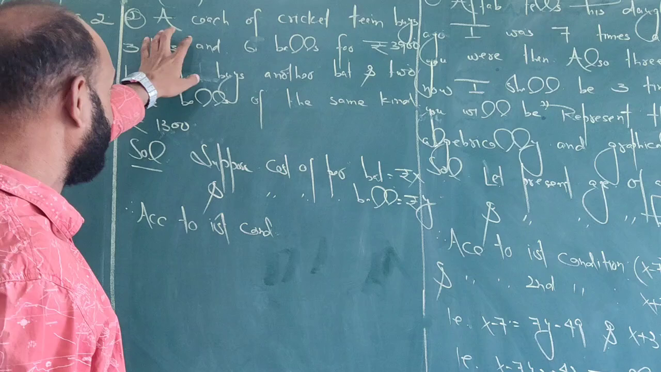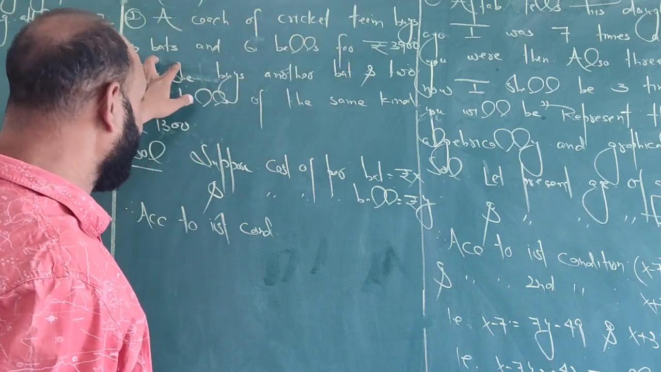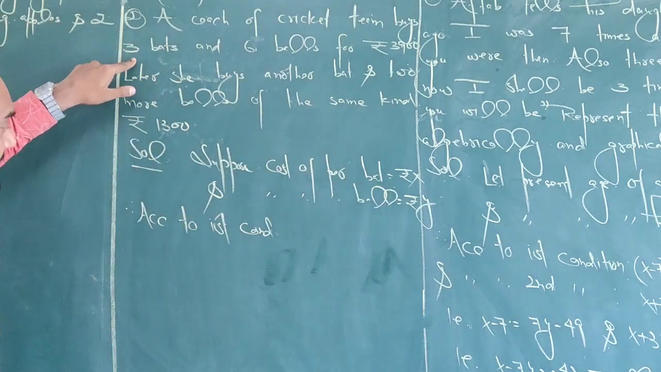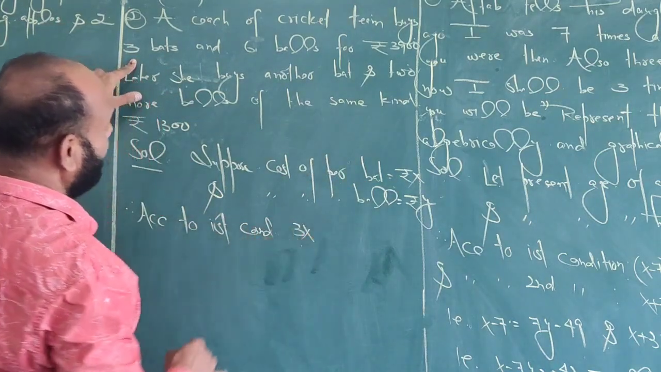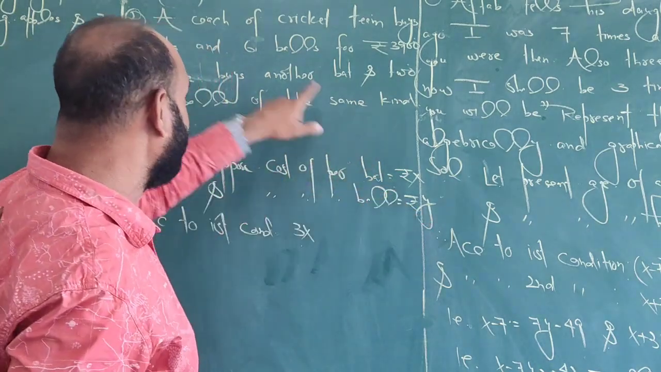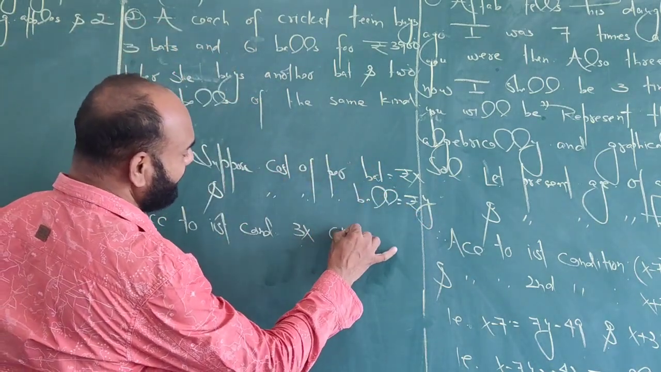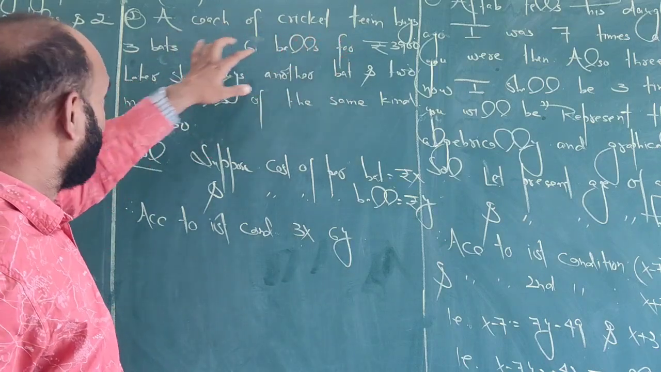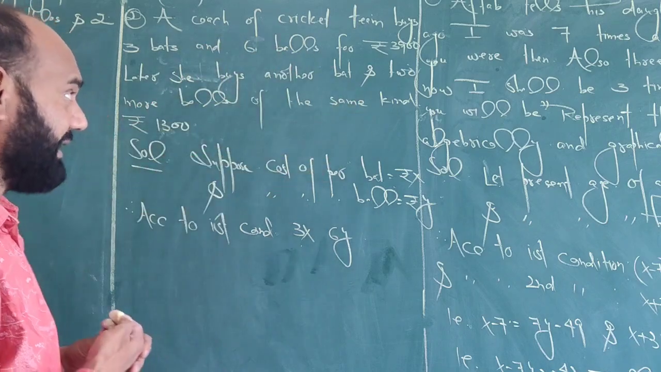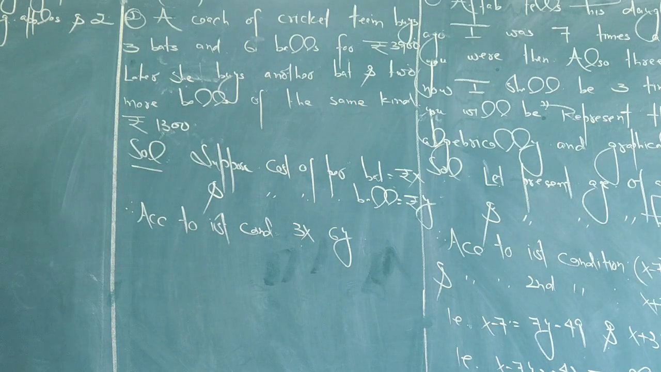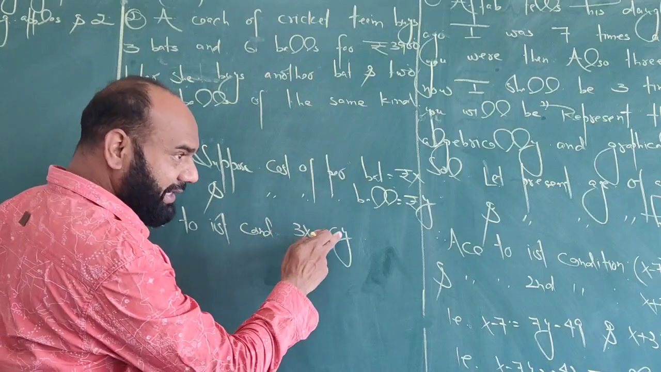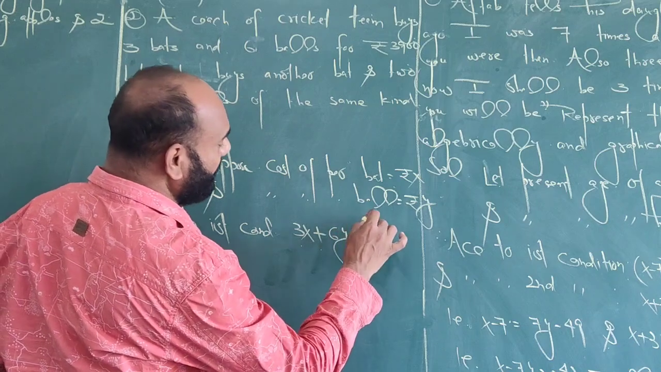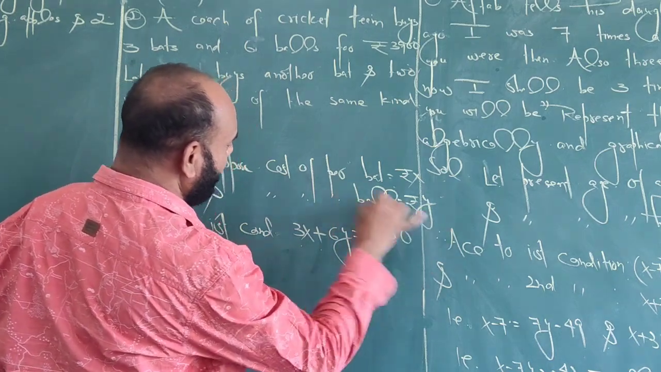According to the first condition, a coach of a cricket team buys 3 bats and 6 balls. When the cost of each bat is ₹x, the cost of 3 bats is ₹3x. And when the cost of 1 ball is ₹y, the cost of 6 balls is ₹6y. Therefore, the cost of 3 bats and 6 balls can be written as 3x plus 6y, which is equal to 3,900.